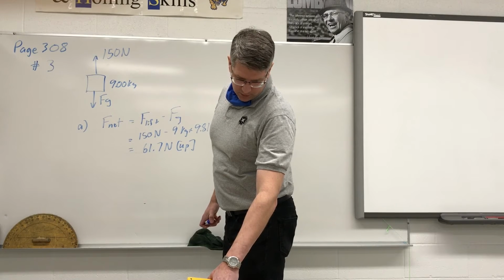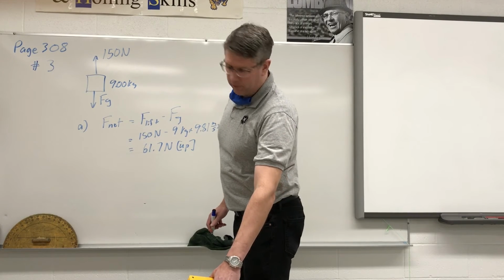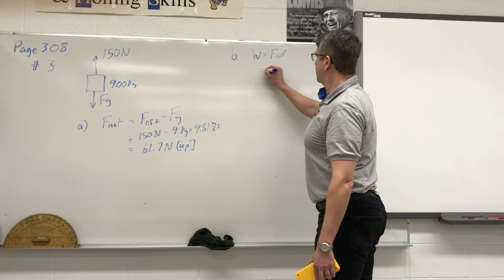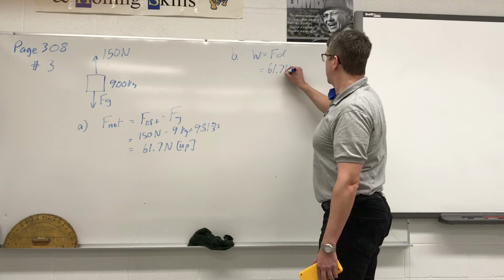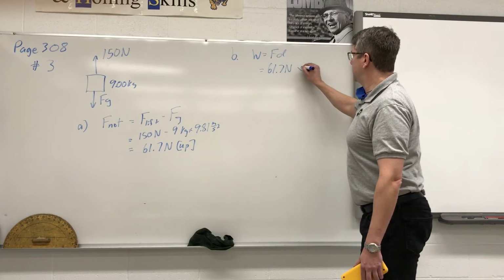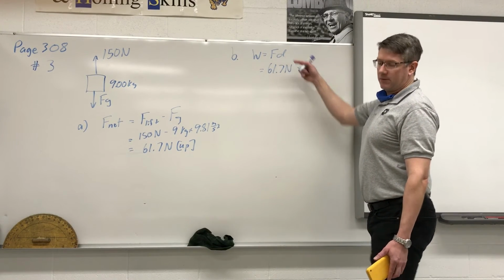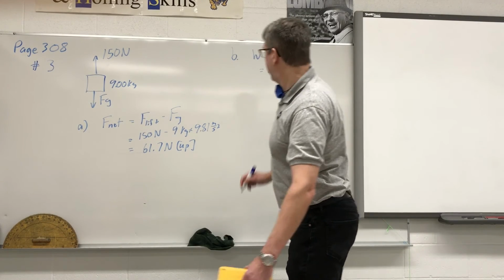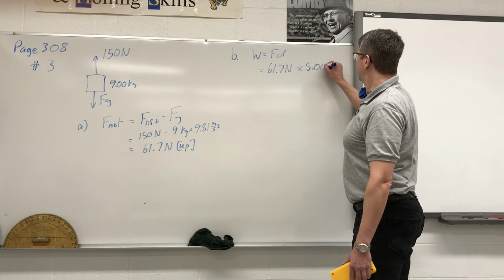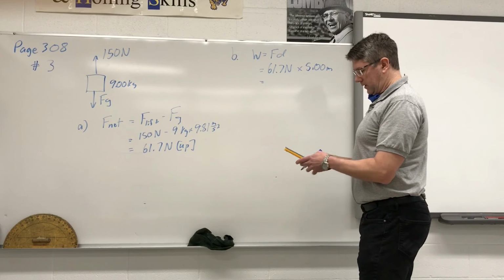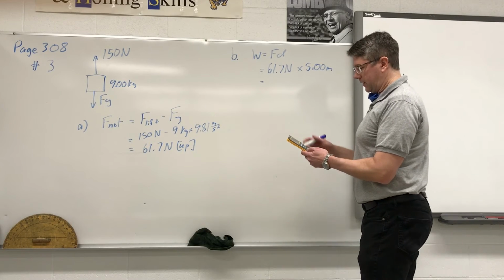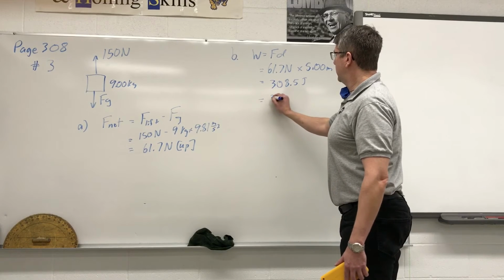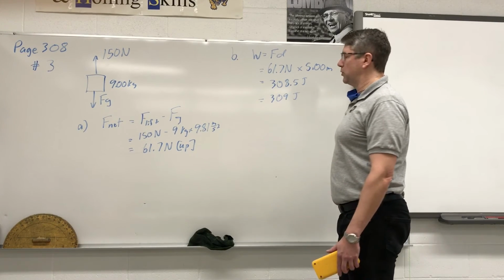Part B, calculate the work done on the mass by this net force. Work is equal to force times distance. Our force is 61.7 newtons. Direction is up. Our direction is the same as the height, and they tell us in part 2 that that is 5 meters. So 61.7 times 5 gives us a value of 308.5 joules. That rounds to 309 joules of energy.